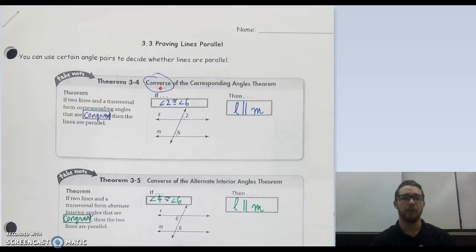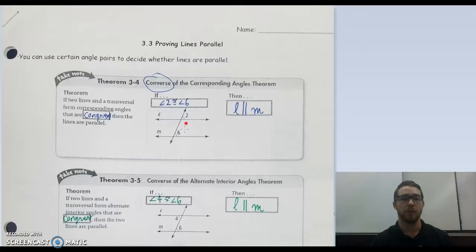And notice that we have this word converse coming first. We've seen that word before. So converse, remember, it means we're flipping a statement. So last time when we said corresponding angles, when they're congruent, if the lines are parallel, we're just flipping that around. So if two lines and a transversal form corresponding angles that are congruent, that way we can tell they're parallel.